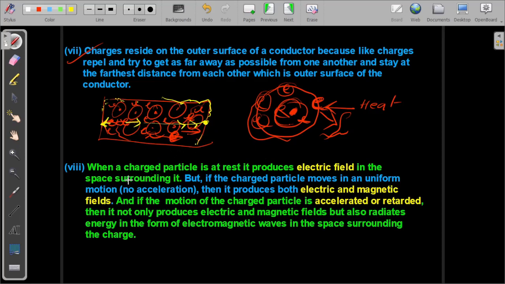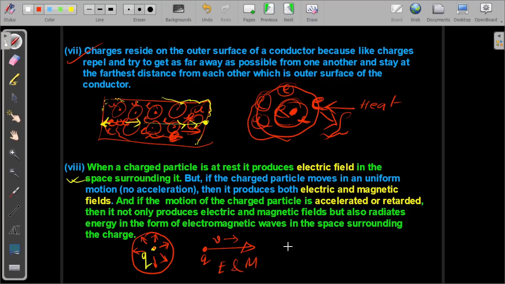Understood? Keep that in mind. And this one. When a charged particle is at rest, it produces an electric field. That means if a charge is at rest, it will produce an electric field around it. Only an electric field. But if the charge moves with a uniform velocity, then what happens? It creates an electric field as well as a magnetic field.